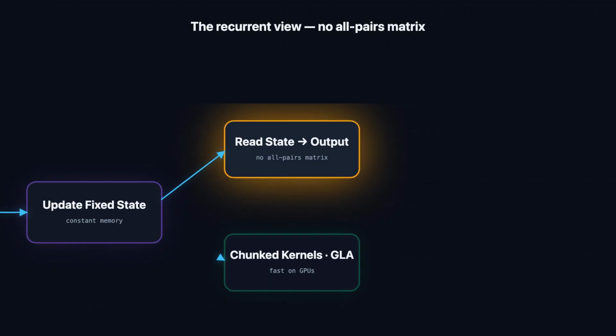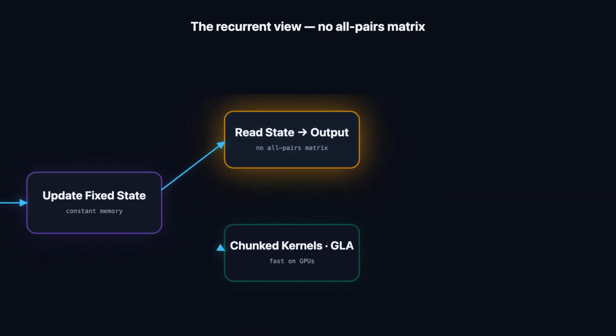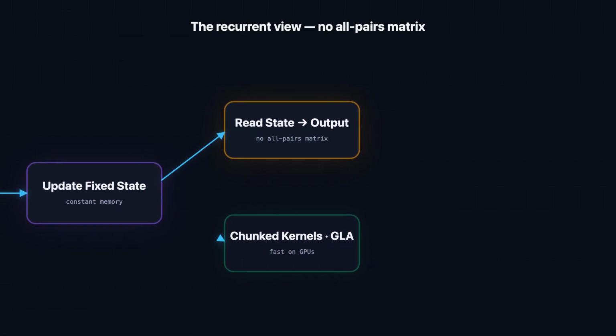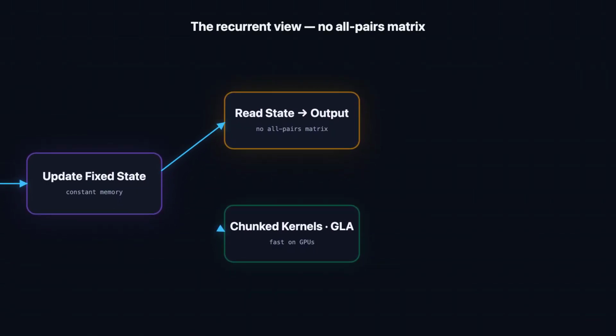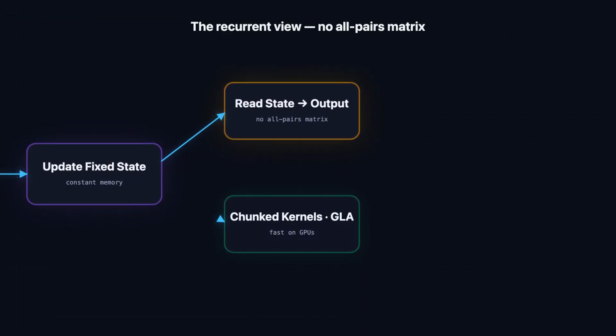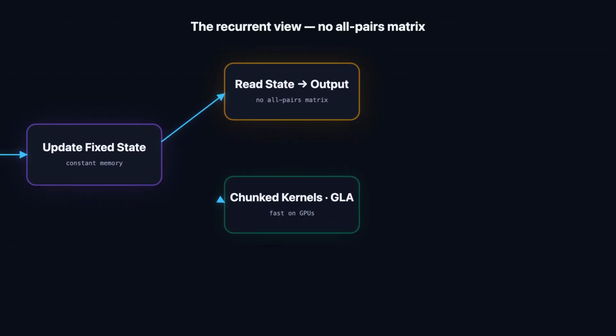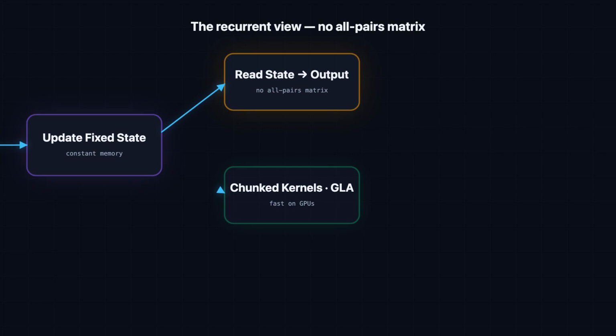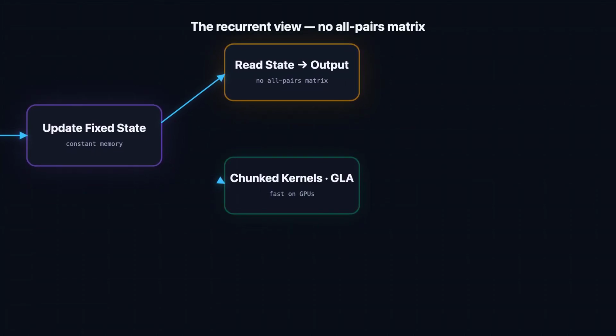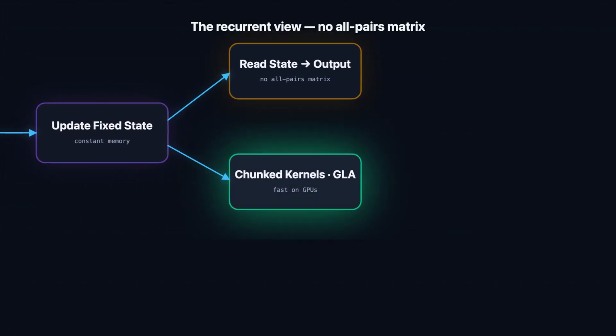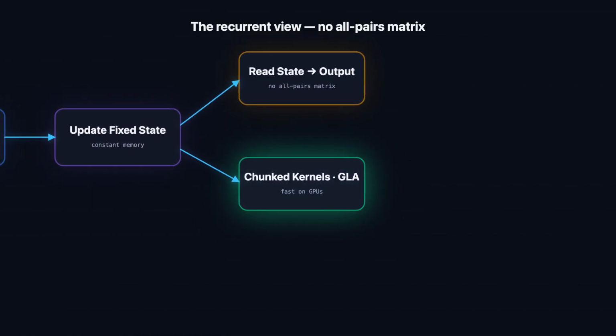Reading an output is just querying that state. To produce the next token, the model simply consults the current state rather than scanning back over every previous token it has seen. No all pairs matrix ever gets built at all, and that is exactly where all of the savings come from. Naively, that recurrence is slow on parallel hardware.